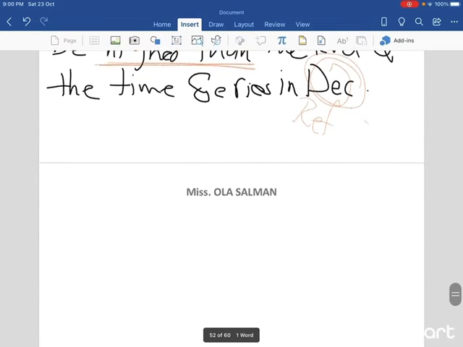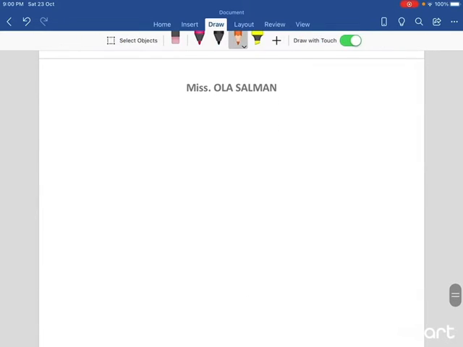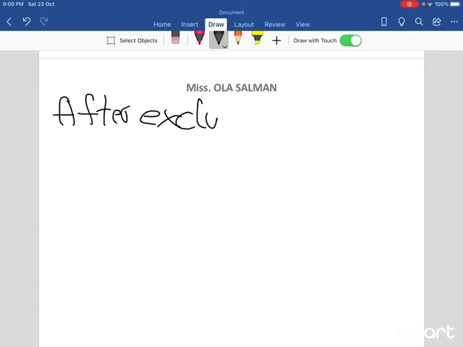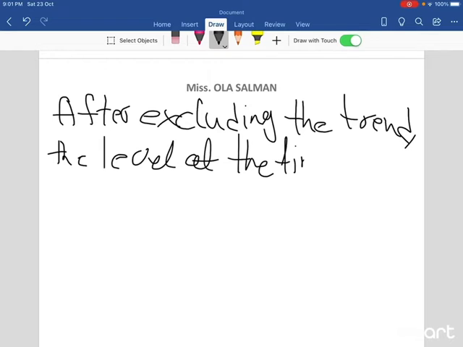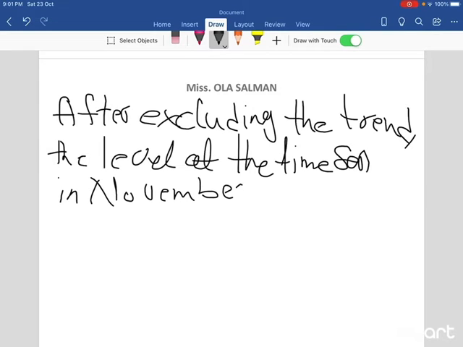Okay, then you will write exactly the same for M12. You will write after excluding the trend, the level of the time series in November. We write it here November because we have M11.